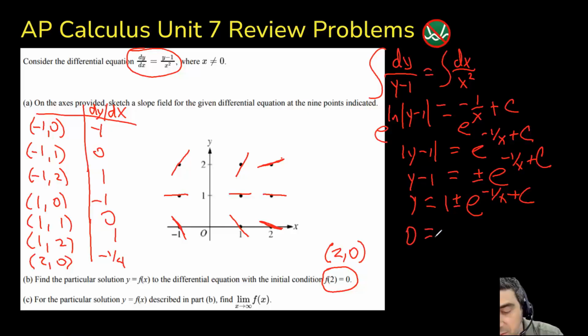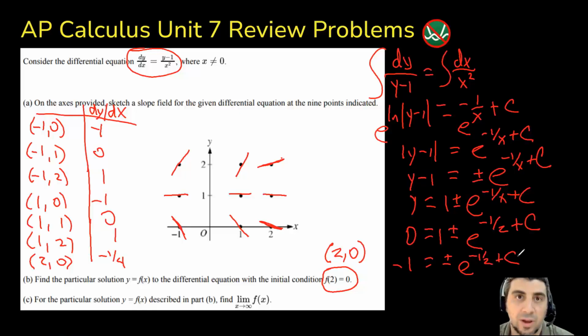0 equals 1 plus or minus e to the -1 over 2 plus c. So -1 equals plus or minus e to the -1/2 plus c. The only way this is going to work is if the exponent on the e is equal to 0. The only way that's going to happen is if c is positive 1/2. And the plus or minus we're going to have as a negative. In this case, the c is going to equal 1/2.